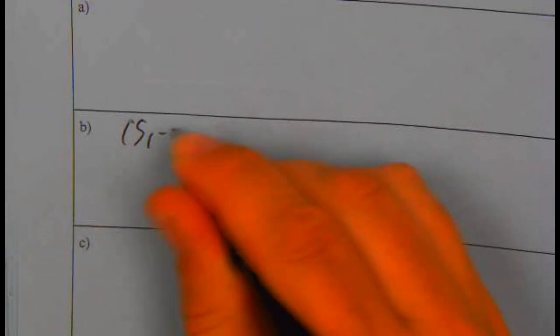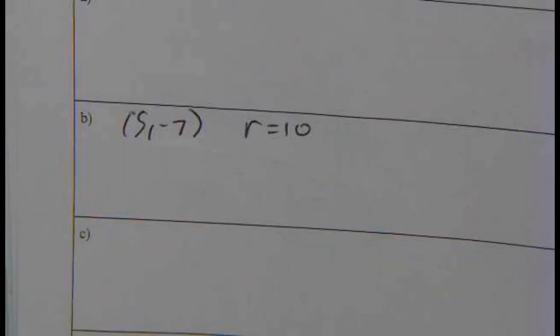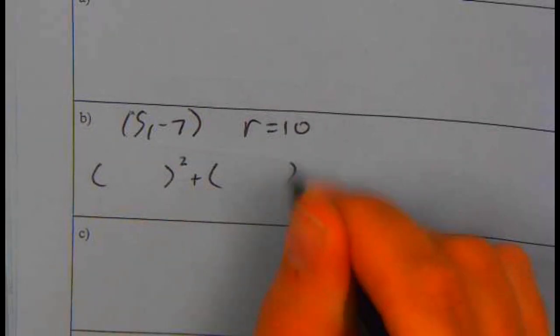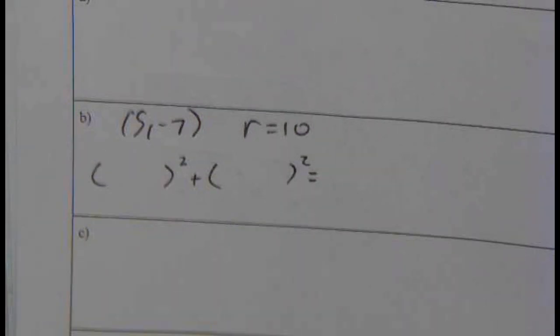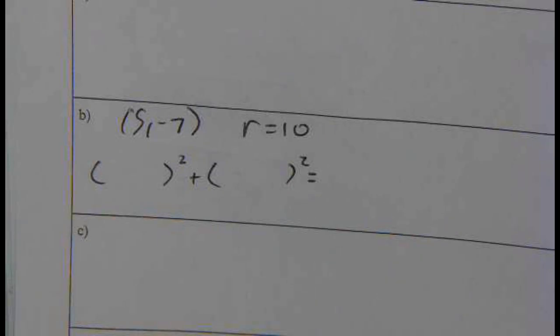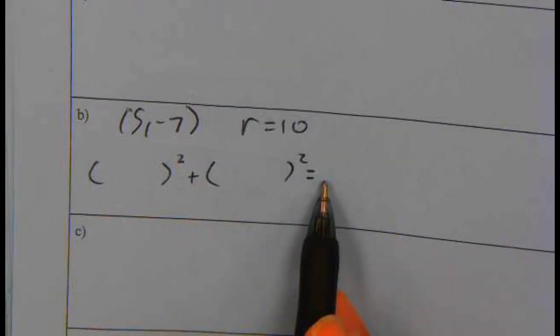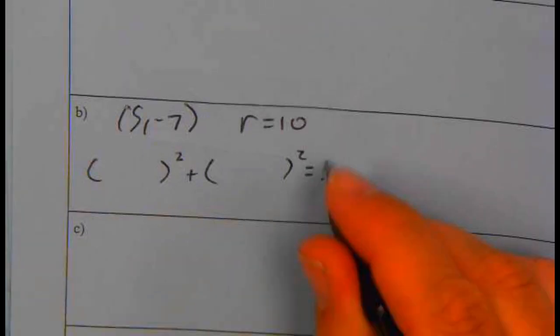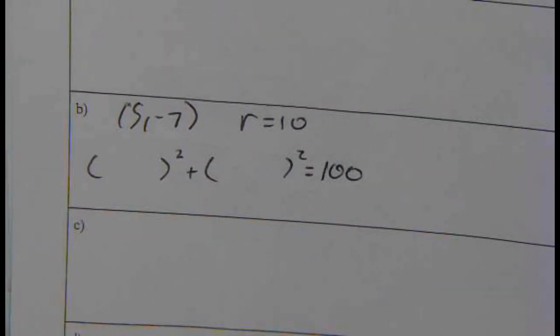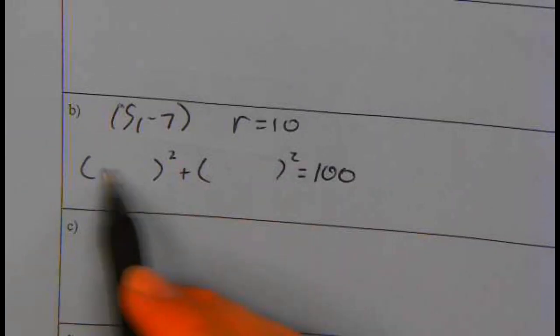Radius of 10. All right, so I will tell you that it looks like this. Okay? Let's start with this side. What's that going to be? 100, right? It's the radius squared. It'll always be that. Okay, so that side's 100. What do you think goes in here?